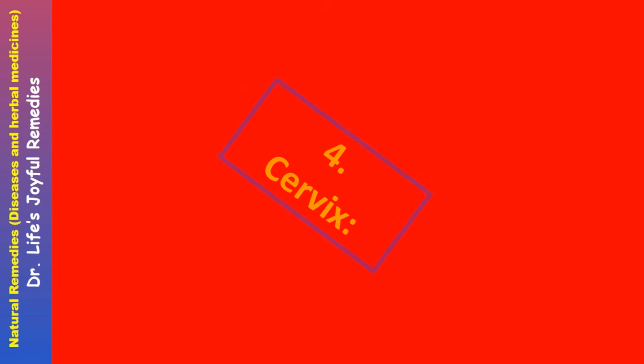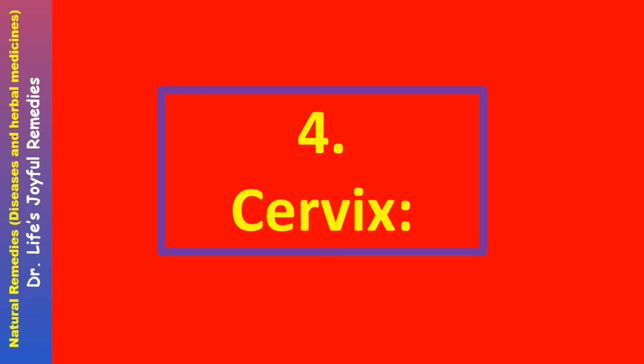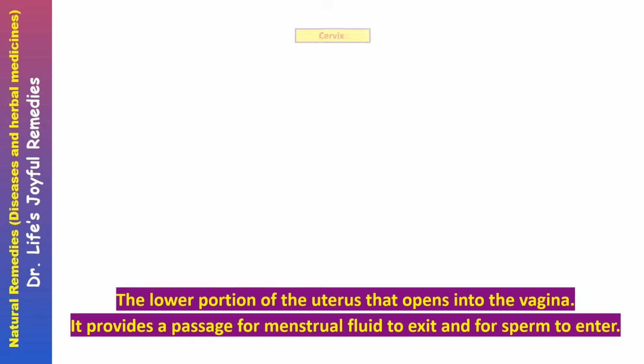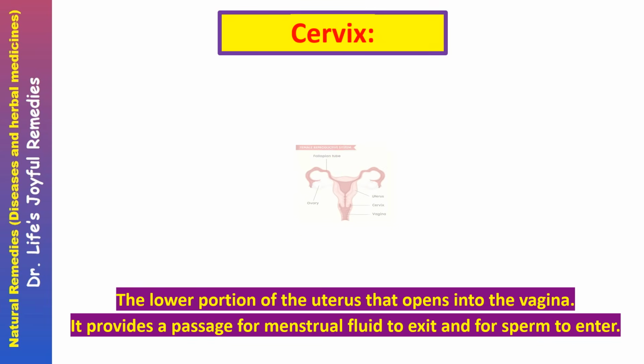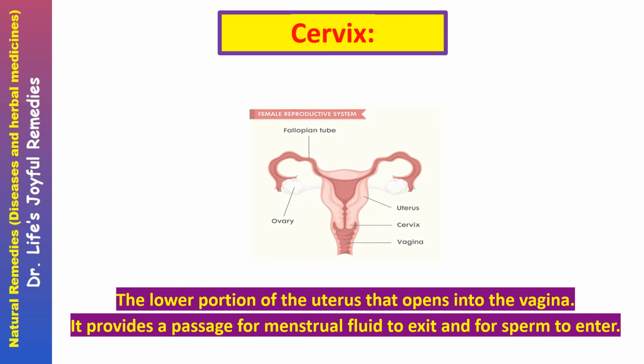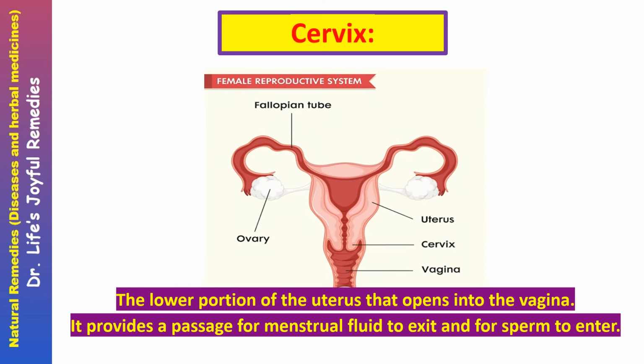4. Cervix. Cervix, the lower portion of the uterus that opens into the vagina. It provides a passage for menstrual fluid to exit and for sperm to enter.